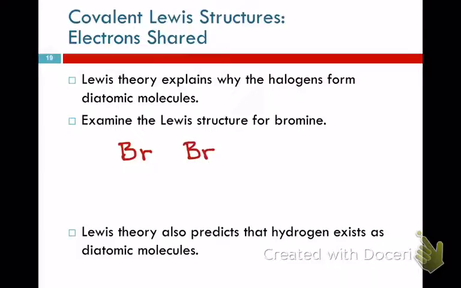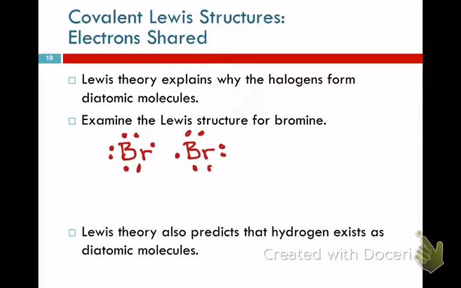So I'm going to put 2 bromines to start with. Lewis dot for those is what? 7, right? So 1, 2, 3, 4, 5, 6, 7. 1, 2, 3, 4, 5, 6, 7. Now, each one needs what? 1, right, to be happy.